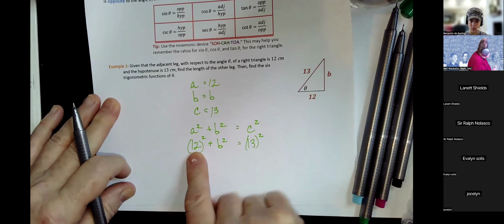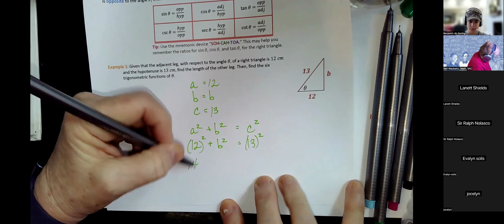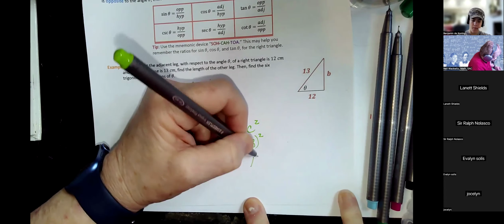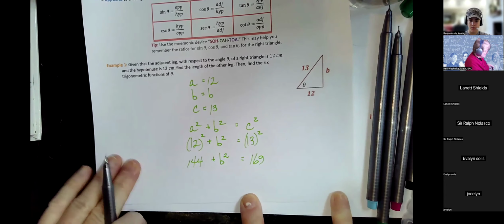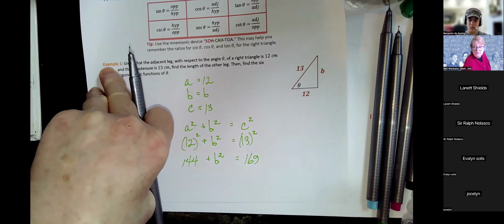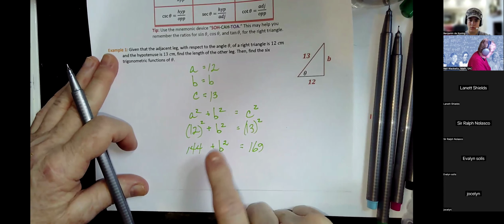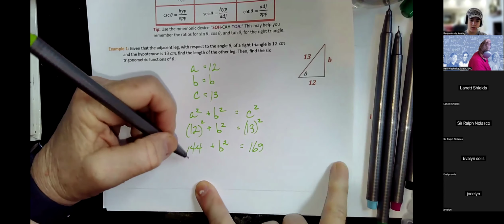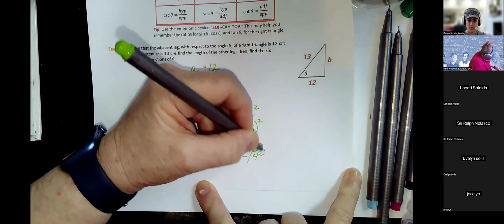So 12 times 12 is? 144. Beautiful. And what about 13 squared? 169. Excellent. Almost everything that we're doing, especially at the beginning of the class, is no calculator, none, zero. Okay, so I want to find B. What's the next step? I would subtract 144 from 169. Excellent.